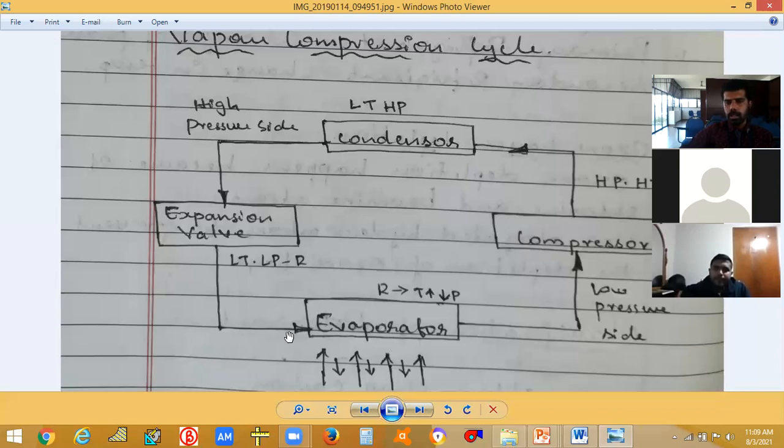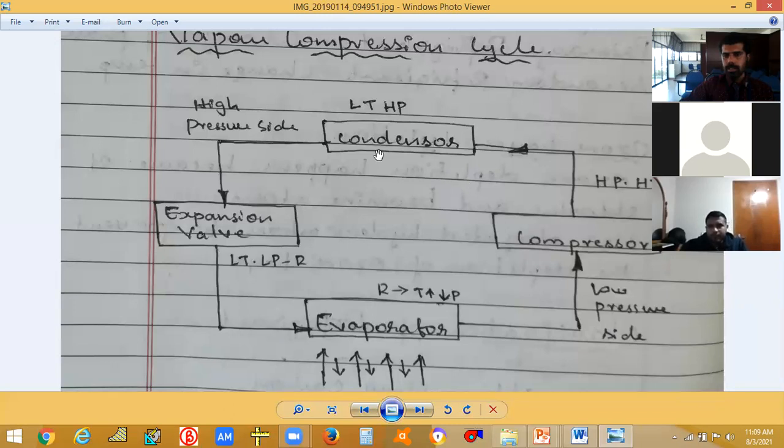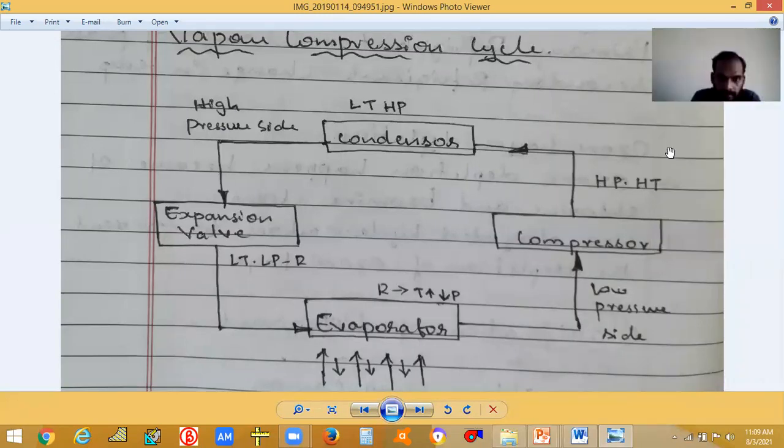At the evaporator side, the refrigerant will be flowing through this. This is the rotation. Low pressure side. At the compressor it will be converted to high pressure, high temperature. Then it goes to the condenser. Hot air will be leaving from here. It's a high pressure side. That comes to the expansion valve. Now it comes to the initial stage, low pressure, low temperature refrigerant. So this cycle continues like this.